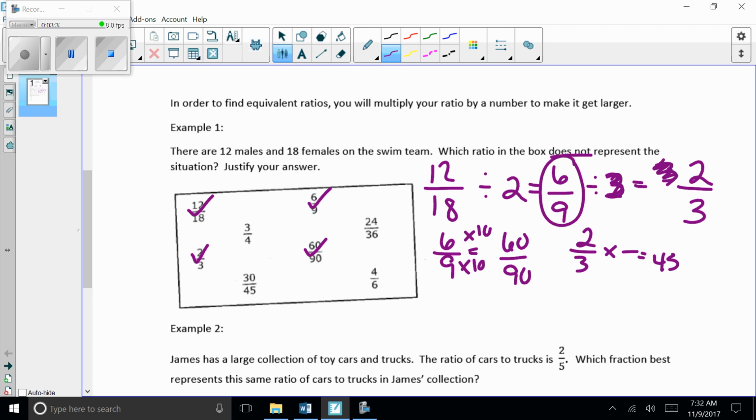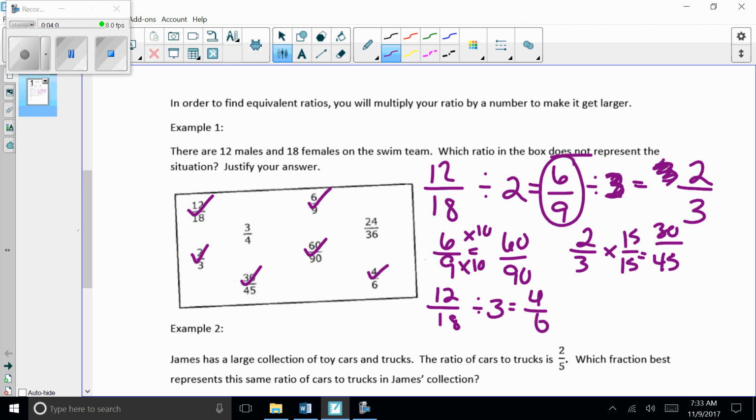I know that 3 times 15 is 45. So if I multiply 2 times 15, I'm going to get 30/45. That is also 1. I come over here. I'm going to go back to my 12/18 for just a minute. I'm going to divide it by something else. What if I divided it by 3 instead of 2? That's going to give me 4/6, which is also another answer. And I'm left with my 24 over 36 and my 3/4.